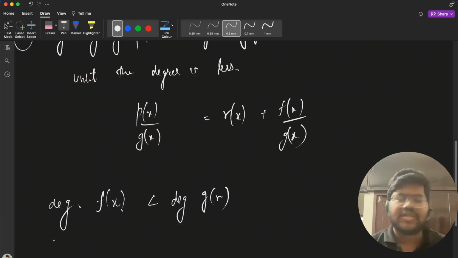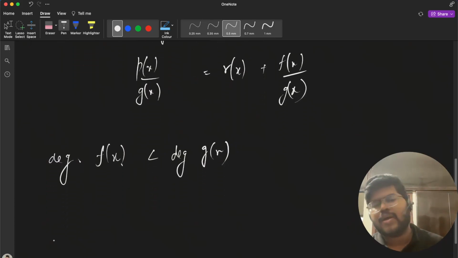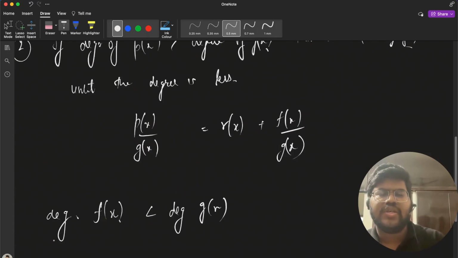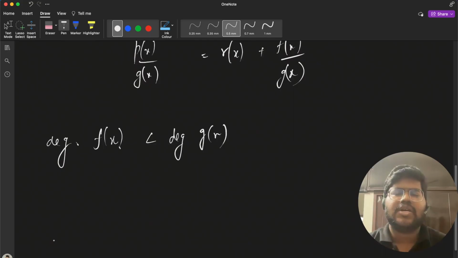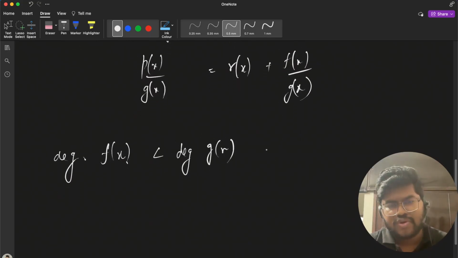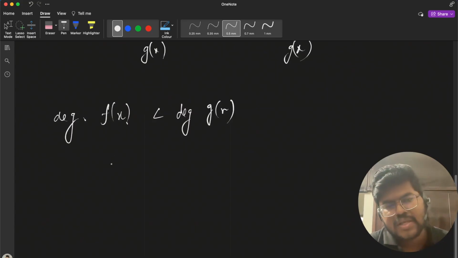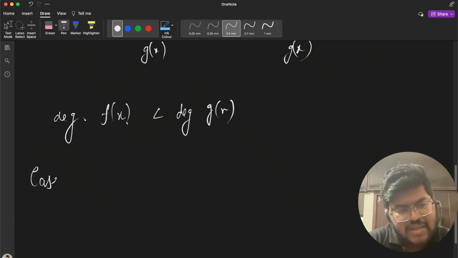For applying partial fractions, it is very important that we first divide the polynomials p(x) upon g(x) such that the degree of the numerator is less than the degree of g(x). If it is greater, then we must obtain the form r(x) plus f(x) upon g(x), such that the degree of f(x) is less than the degree of g(x). Now if the degree becomes less, then we have the following different cases. Let us study the cases one by one.